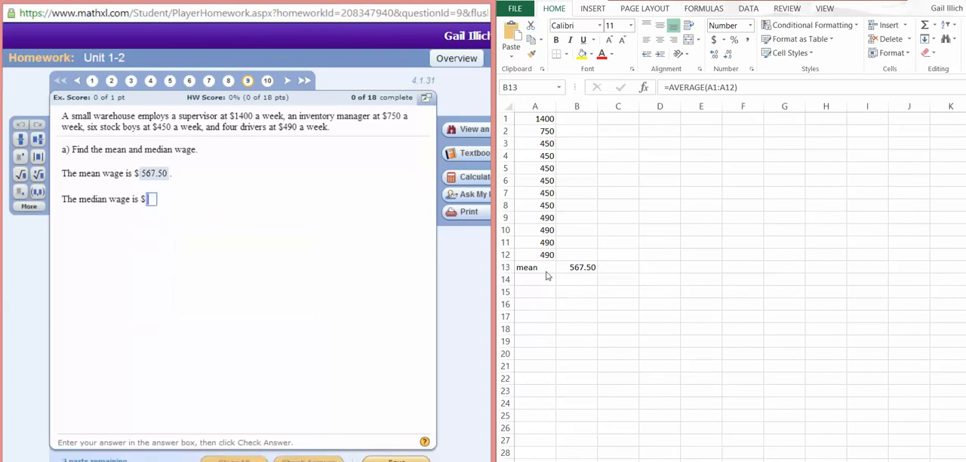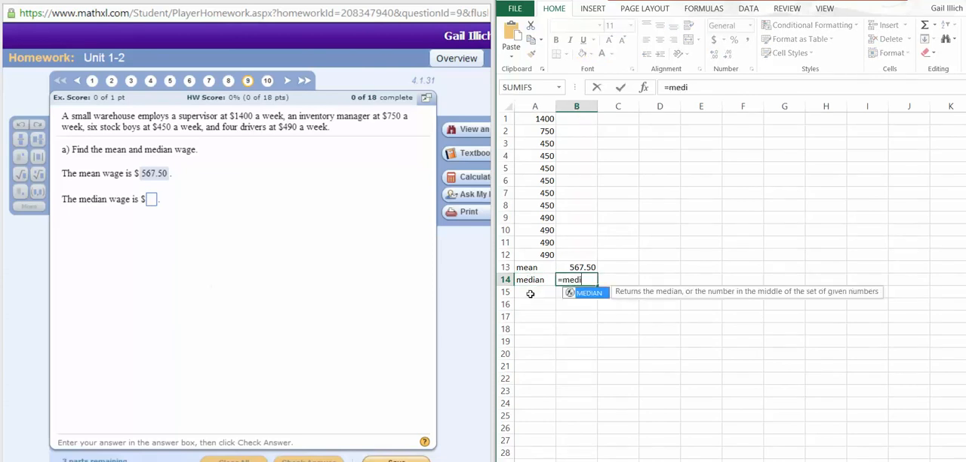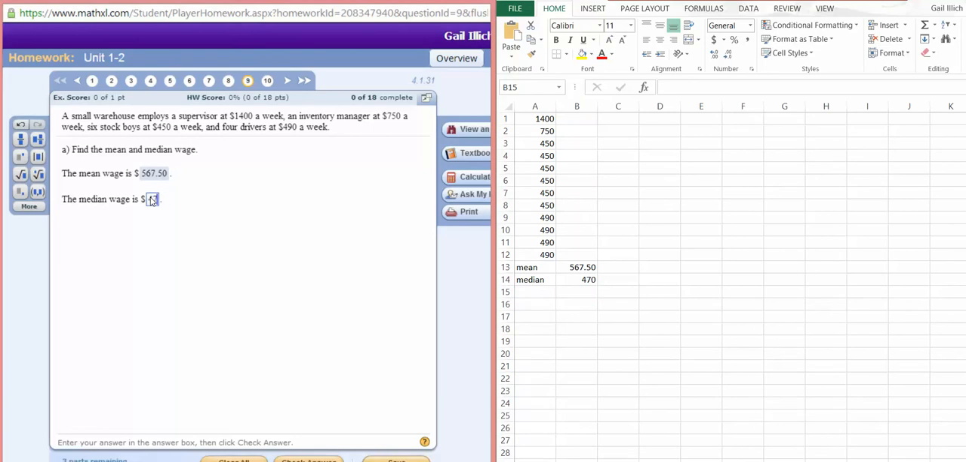Okay, then it asks for the median, so I could come in here and ask it to do the median for me. I'm just writing the word median, and I'll do equals, and then median. I'm double clicking on that median, and then I'll select this set of data, and it tells me the median is 470, and I can check the answer.